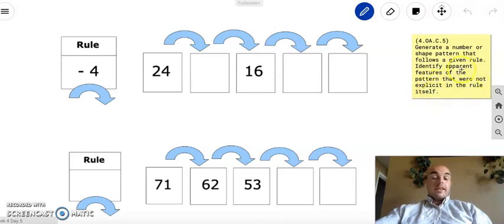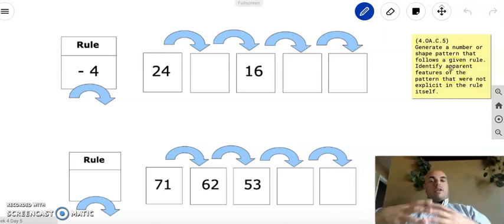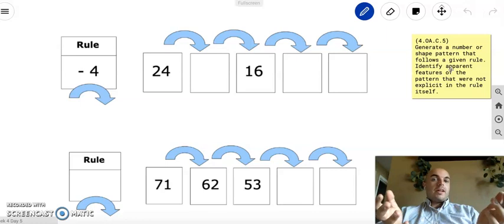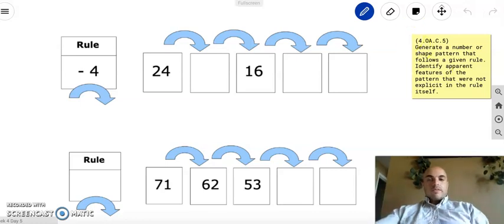So apparent doesn't mean like your parents, like your mom or your dad. Apparent means it's there, it's visible, you can figure it out, explore it, or almost solve it in a way, like it's a puzzle. So I have some more examples that are similar to yesterday's, that are pretty common, and we'll work off of that. So our rule for this first one is to subtract 4.